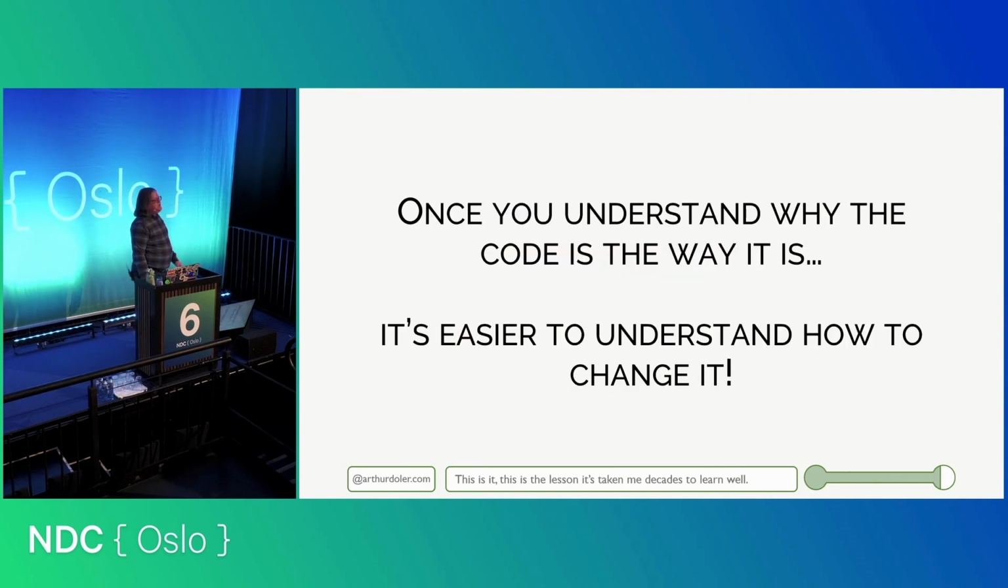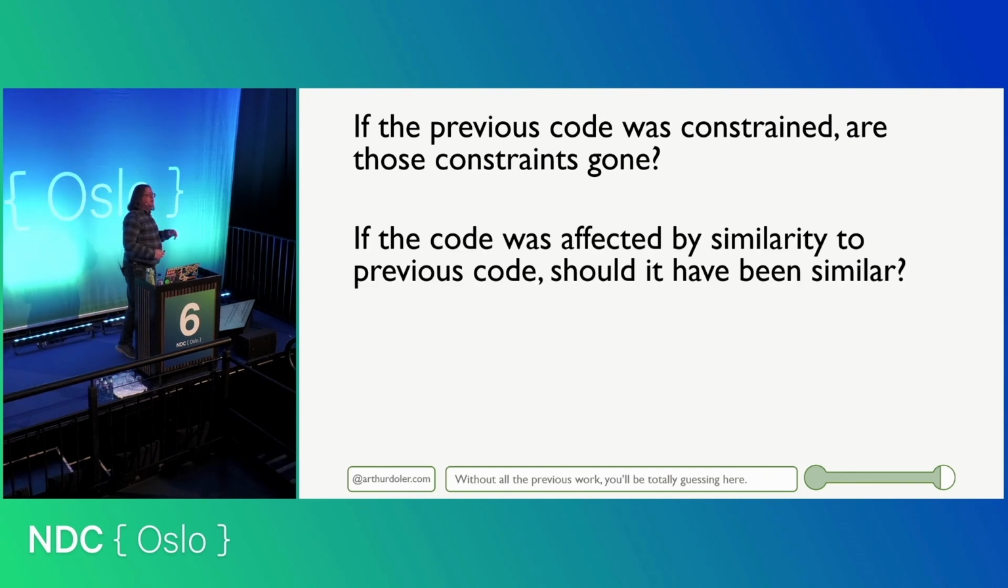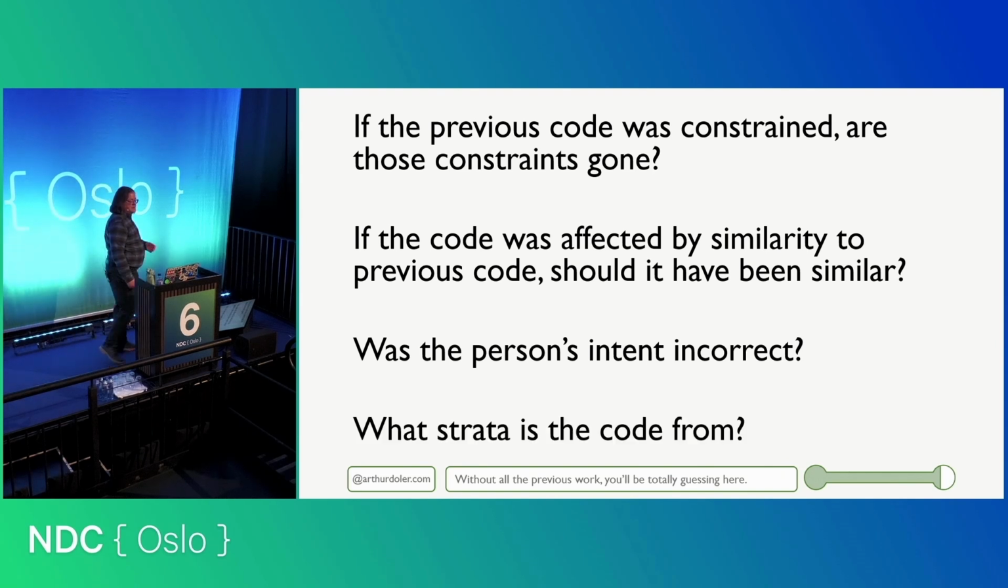But once you've understood why the code is the way it is, it's so much easier to understand how to change it. You can actually give answers now to questions like, if the previous code was constrained, are those constraints gone? If the code is affected by similarity to previous code, should it have been similar? Was the person's intent incorrect when they set out? Or did the world shift underneath them, and only now is that intent incorrect?